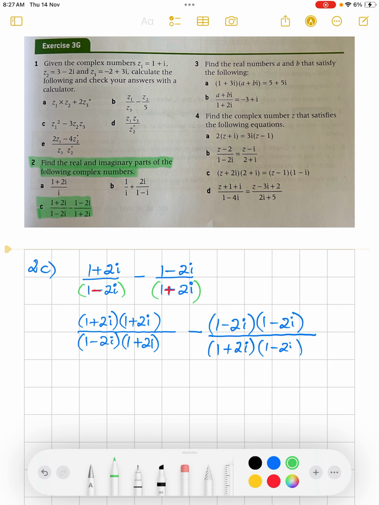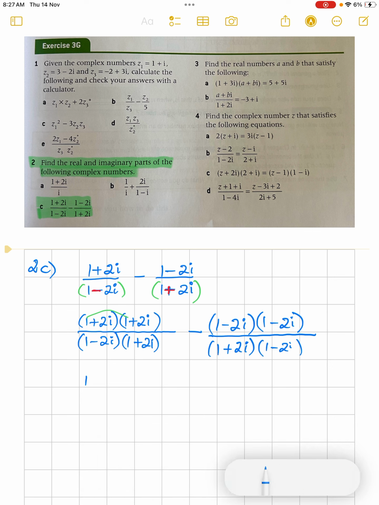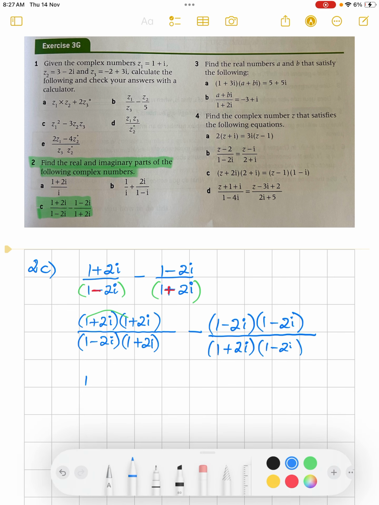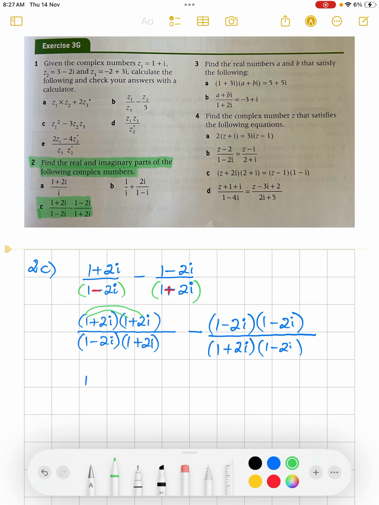So let's look at the first fraction. 1 times 1 is 1. 1 times 2i is 2i. 2i times 1 is 2i. 2i times 2i is 4i squared.